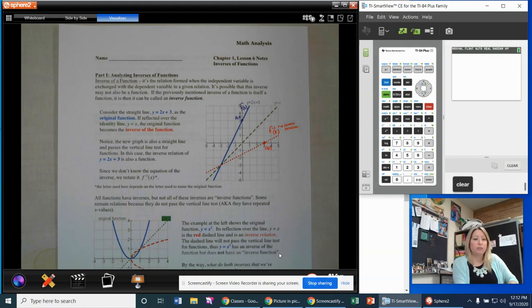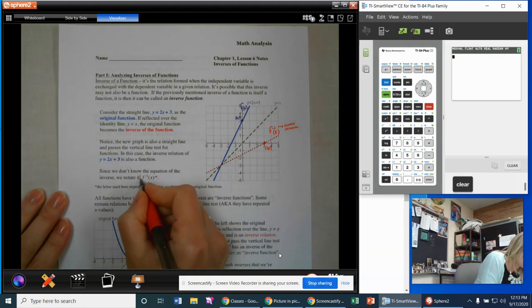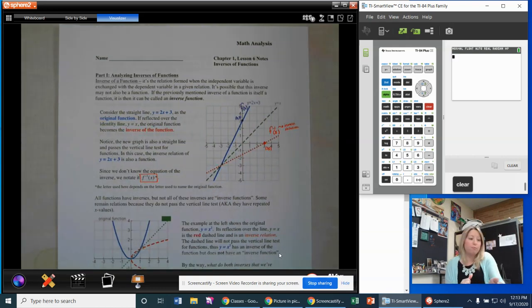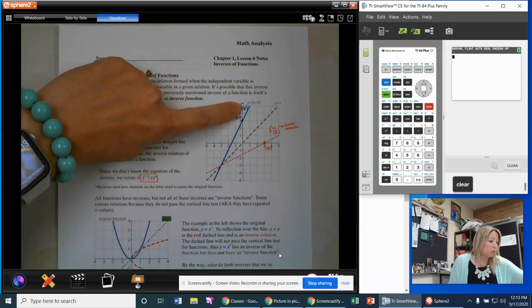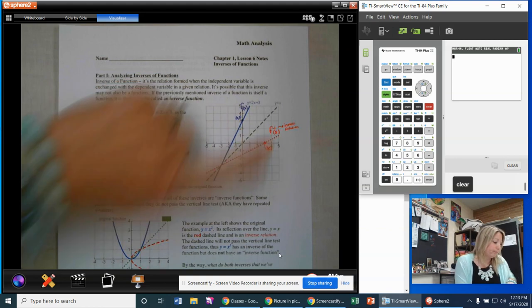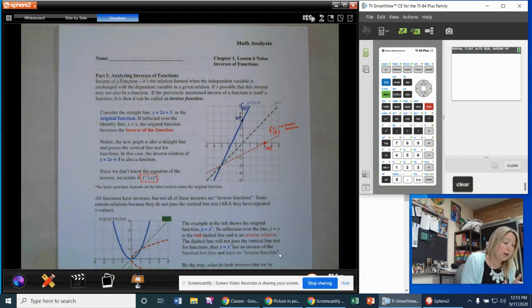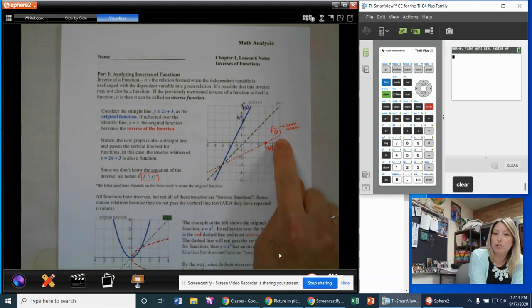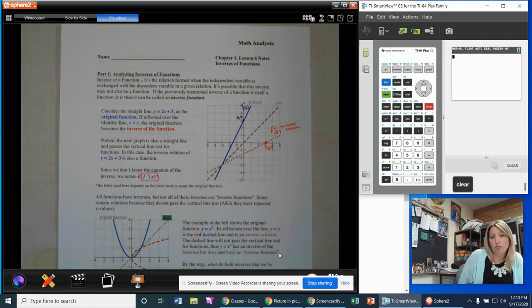Now, in this case, the letter does depend on the letter of the function. So if this function had been named g, this would have been g negative 1 of x. Okay, so now we look at that new inverse and we say, is that a function or is that not a function, right? And in this case, it's still a linear function, okay? Sometimes it won't still be a function.